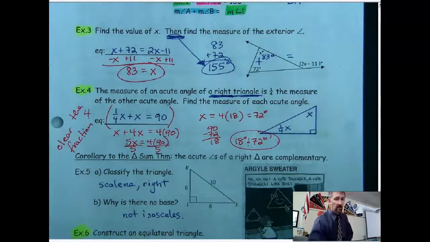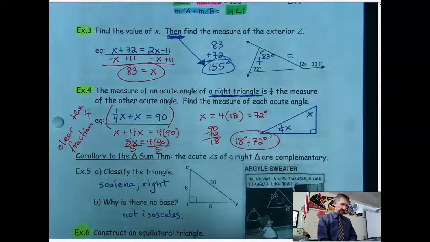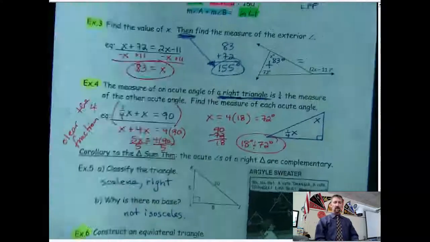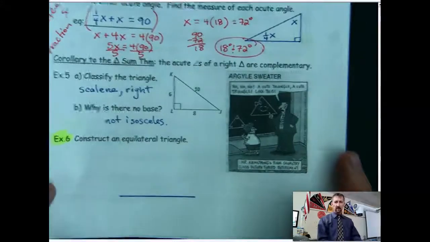Okay, construct an equilateral triangle. So what we're going to need to do here is an equilateral triangle has 3 equal sides, so we need to start off with a side. So I'm going to make that side 2 inches. Can't see that. While we're doing that, let's look at the cartoon there.